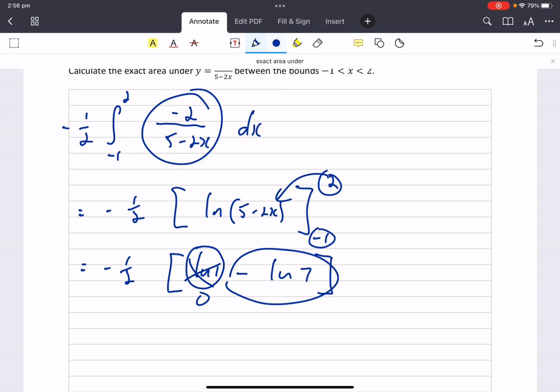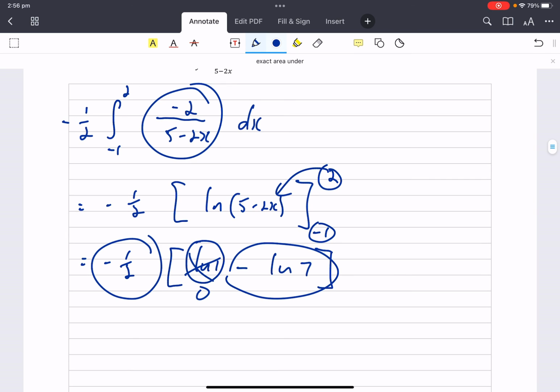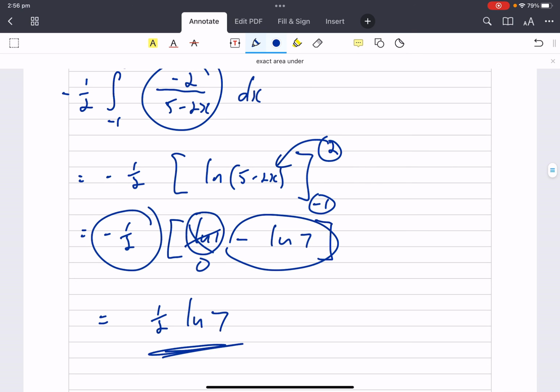And we've got the negative log 7 multiplied by negative a half. And there's our answer. Positive a half log 7. That worked out quite well.